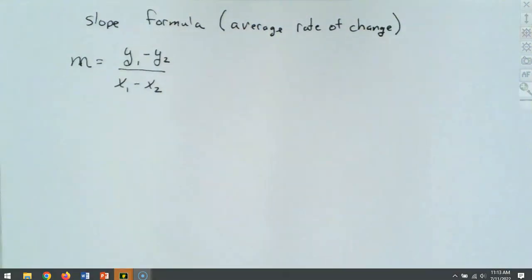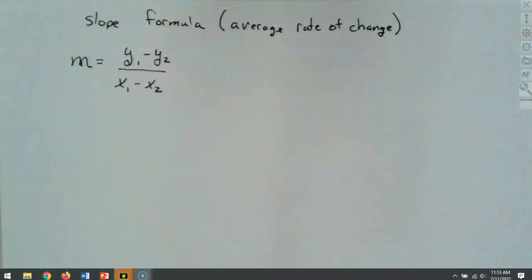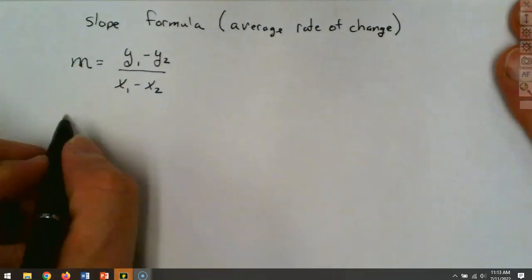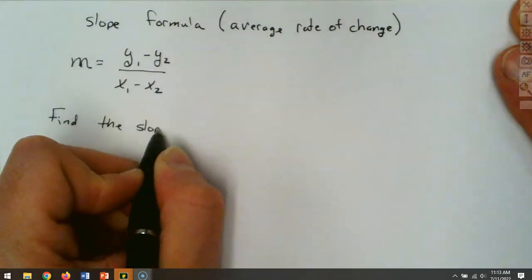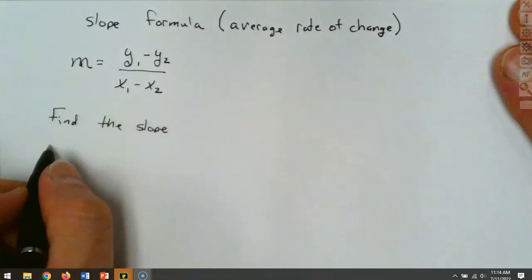Sometimes called the grade or the pitch of a road if you're working in a construction field, or pitch of a roof, grade of a road, pitch of the road. Those all mean the slope. Average rate of change, that's going to be something that you use in a business class. If you were looking at the stock market, average rate of change, that means how much did it change over time. And so we're going to be using this formula here to find the slope. And you're going to be given 2 points.